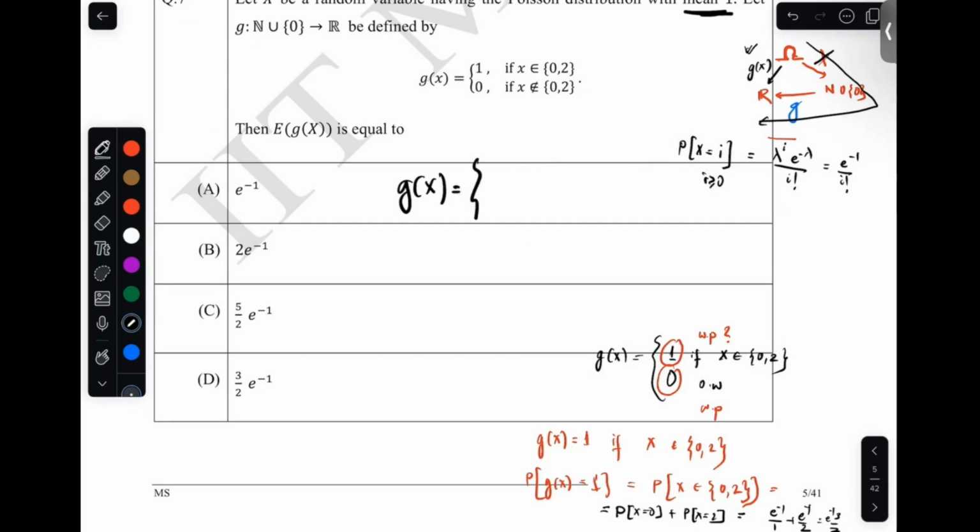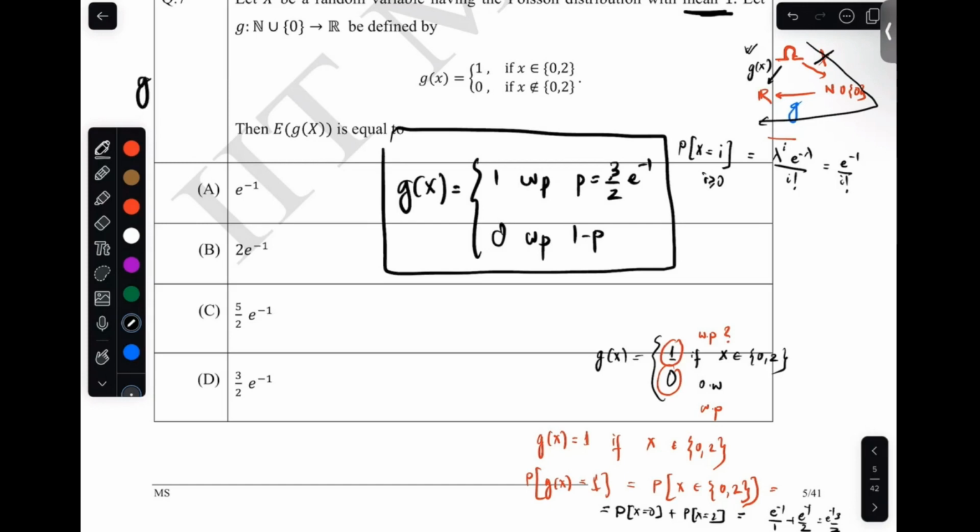We have observed that g(x) is a random variable. g(x) is 1 with probability p, where p is equal to 3/2 e^(-1), right? And 0 with probability 1 minus p, which you can find easily. Therefore g(x) follows a Bernoulli random variable with probability p equal to 3/2 e^(-1).